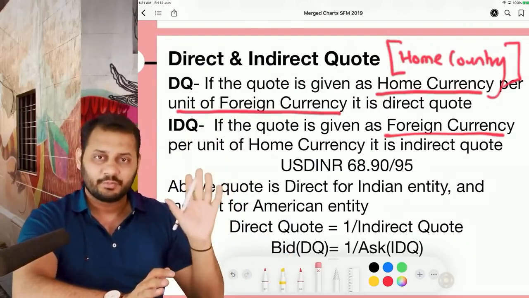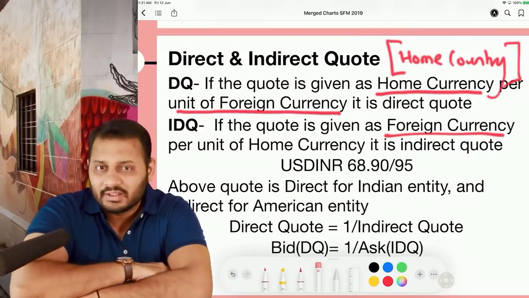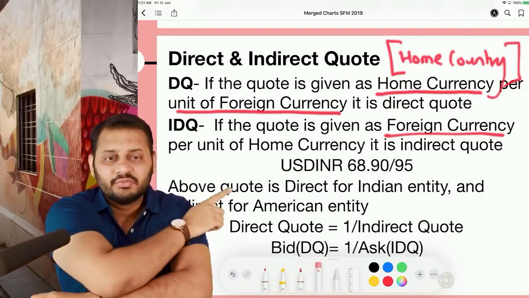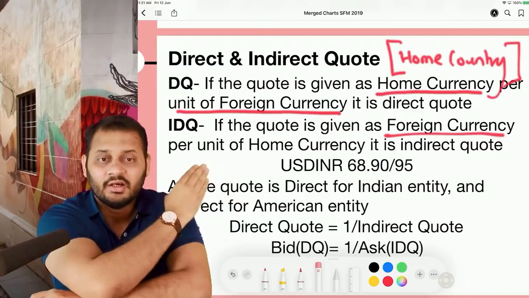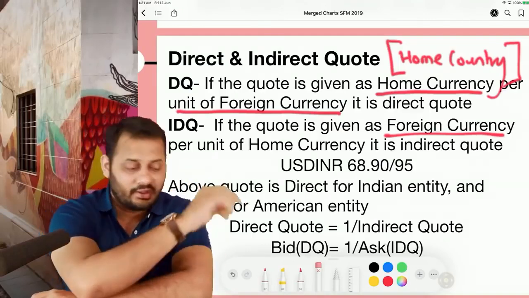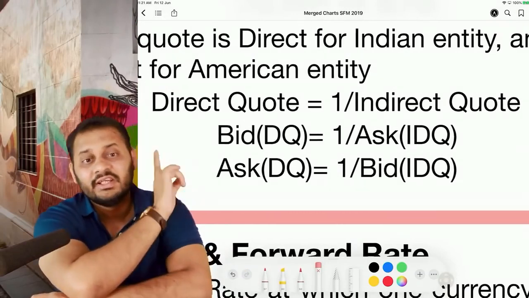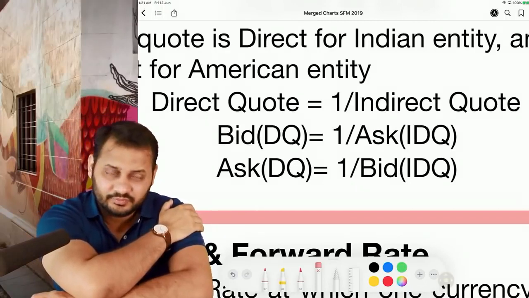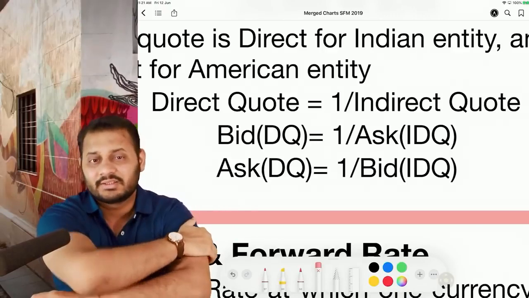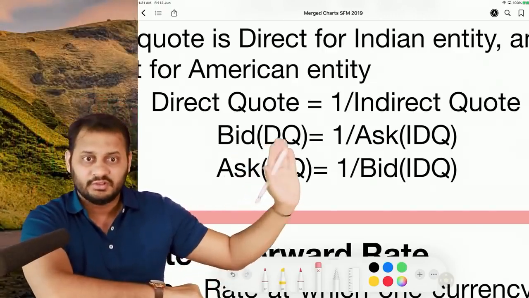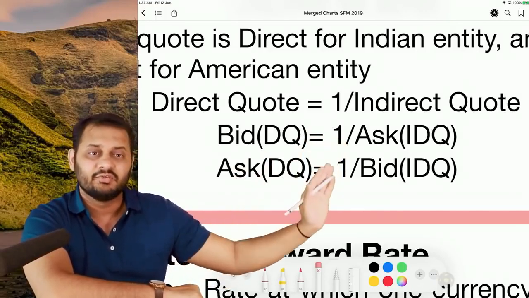So if you have an option to assume it as a direct quote or indirect quote, you tell me, to simplify the calculation, isn't it good that we assume it as a direct quote? That's why I'm telling you that when nothing is given, assume it as a direct quote. Another thing, there is a relationship between a direct quote and an indirect quote: direct quote is inversely related to indirect quote. Direct quote is equal to 1 divided by indirect quote. And the same applies to bid and ask. Bid of the direct quote is equal to 1 by ask of the indirect quote, and ask of the direct quote is equal to 1 by bid of the indirect quote.